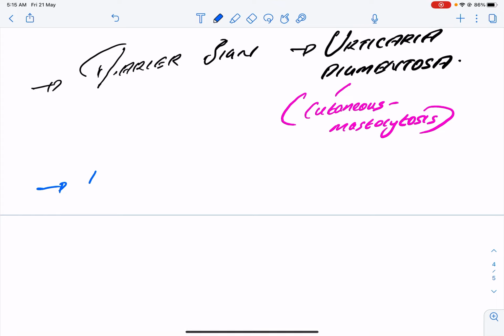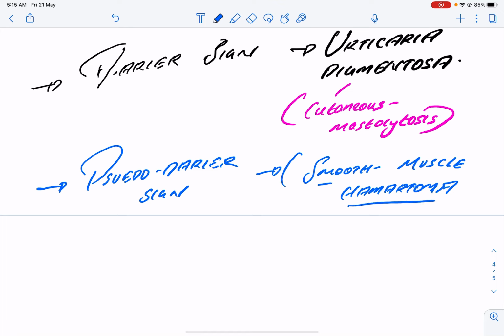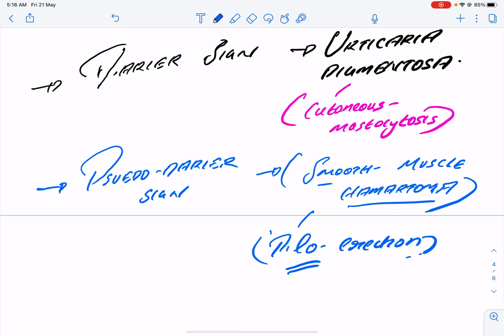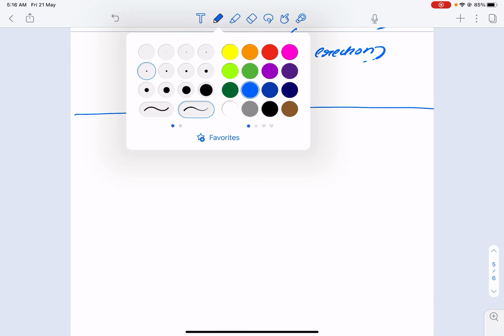Then we have pseudo, which means false. Pseudo Darier sign is seen with smooth muscle hamartoma, and that is due to piloerection. These are the different signs that are very commonly asked in the exam: Darier sign, pseudo Darier sign, everything. Hope you will remember that.